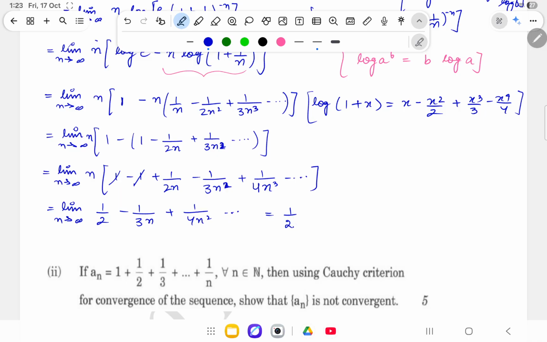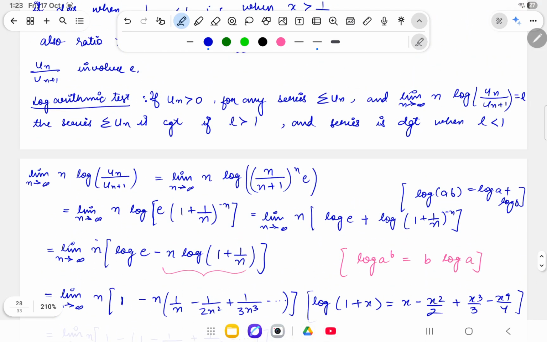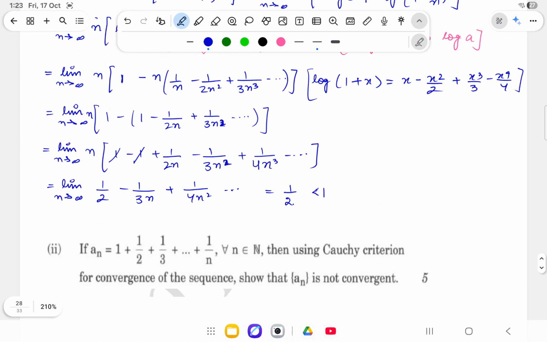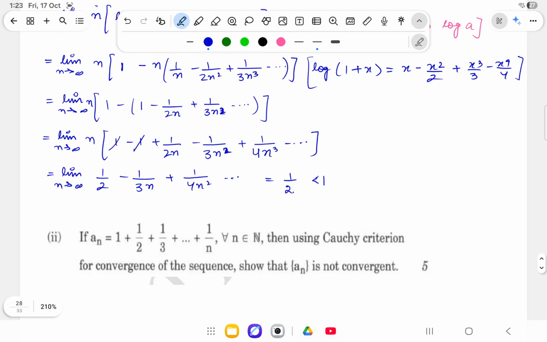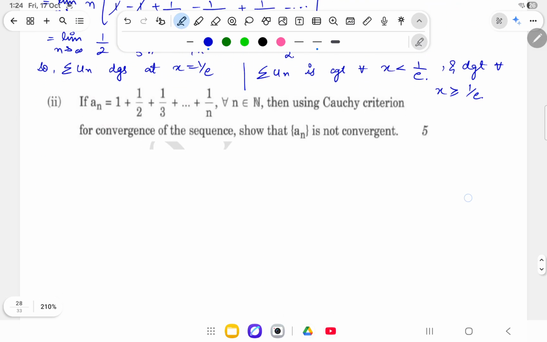Now this limit 1 by 2 is basically less than 1, and we have seen that the logarithmic test converges when the limit turns out to be more than 1, and it diverges when limit turns out to be less than 1. And since 1 by 2 is less than 1, so series summation un diverges at x equals to 1 by e. So summation un is convergent for all x that are less than 1 by e, and it is divergent for all x that are greater than or equals to 1 by e. Now let's move on to see the next question.